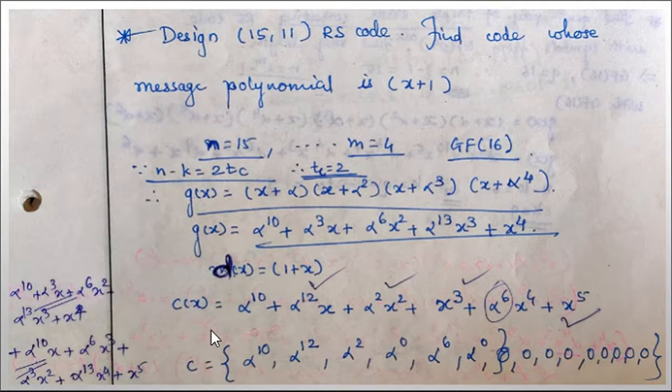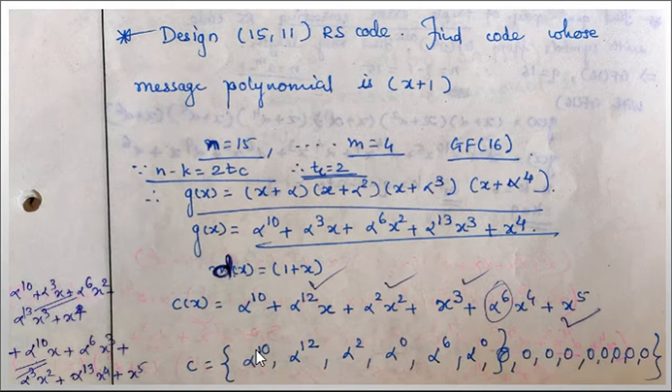So to get the c from the c of x, let's proceed with the coefficients to be written over here. That will give the nature of the code word related to the c of x. So this is alpha raised to 10, this is alpha raised to 12 respectively. After x raised to 5, we are not having any further term, so that's why we are writing further zeros.